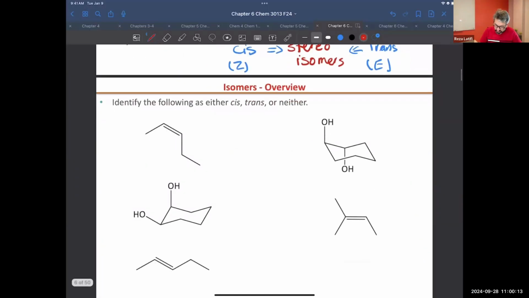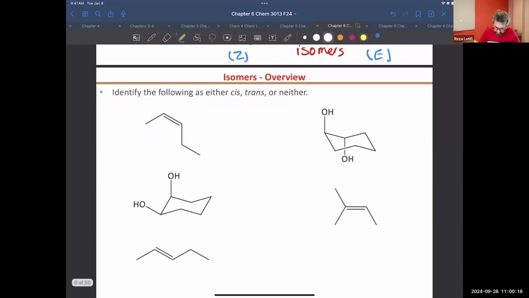What do we have here? Let's assign whether it's a cis or trans or none of them. Okay, the first one, I have one substituent here. Where is the second substituent? Is there. Okay, that's going to be my second substituent. So you start from here. Okay, they're on the same side. This is going to be cis.